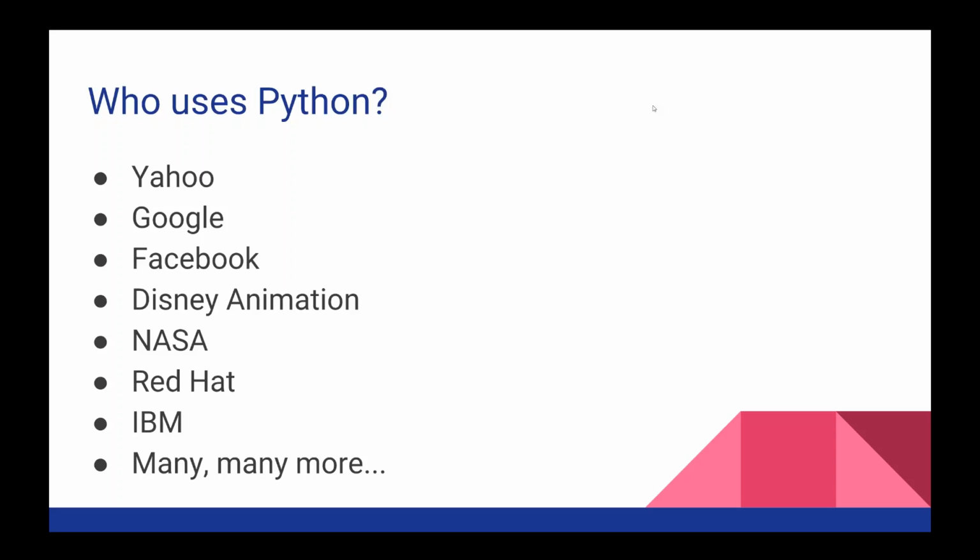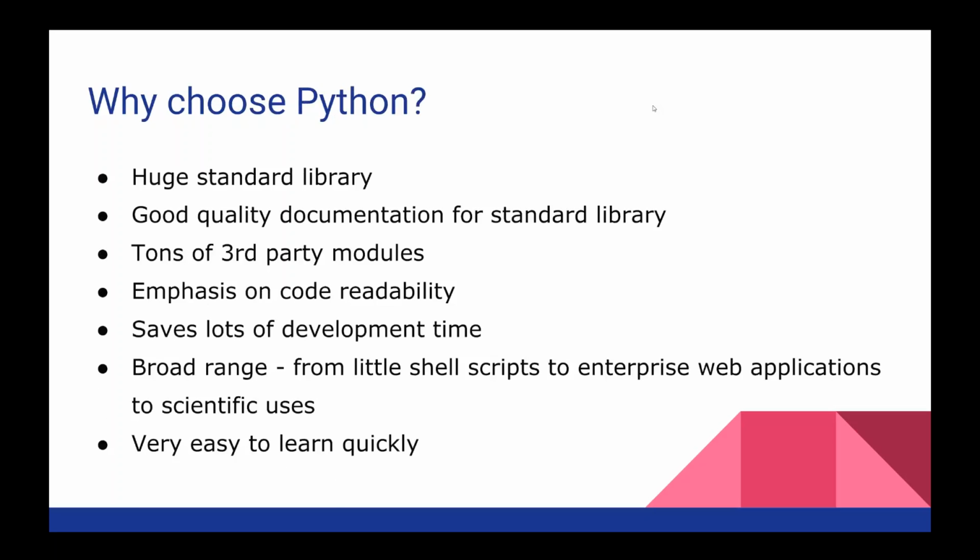Sites such as Reddit are run on Python, and their source code is all open source. So if you want to figure out more of how to use Python at reddit.com, you can actually go to their GitHub repository and see all their code, which is interesting. So let's talk about why you would choose Python.